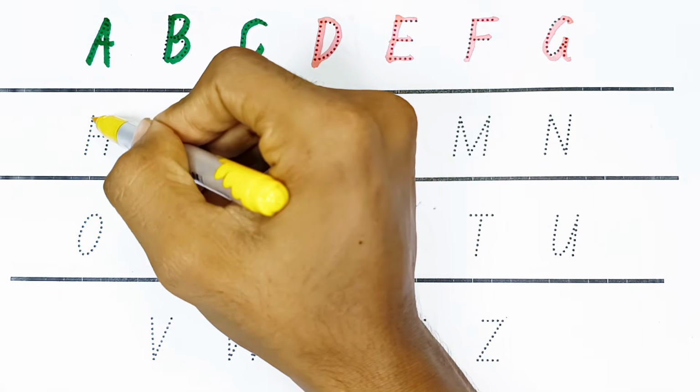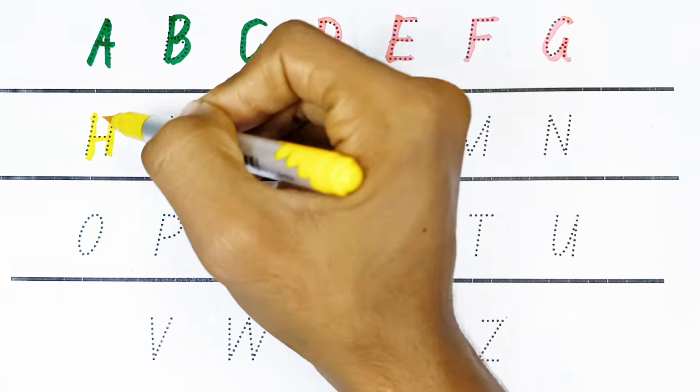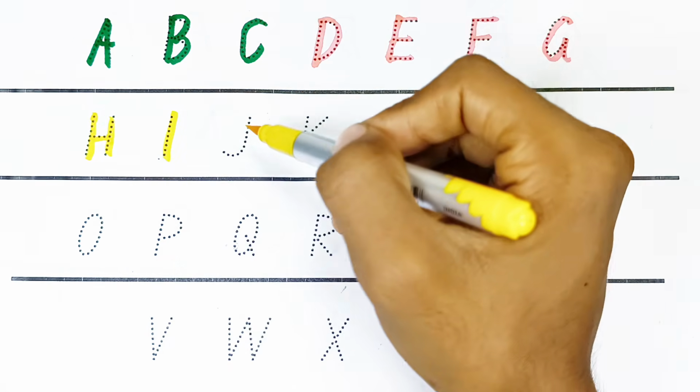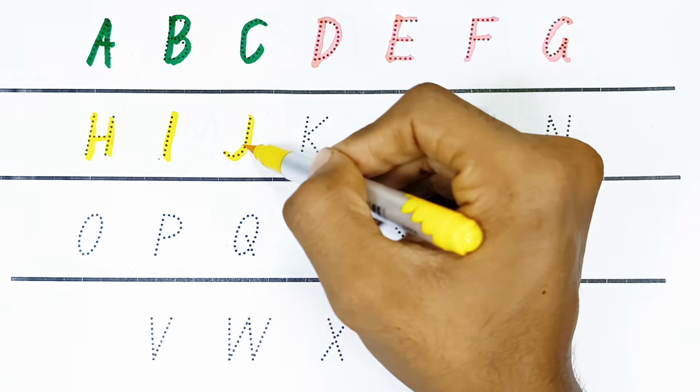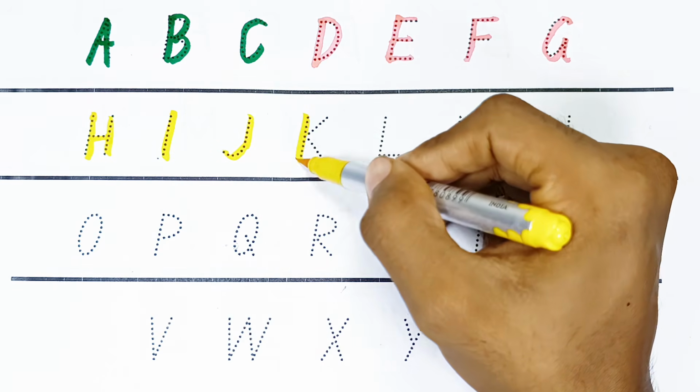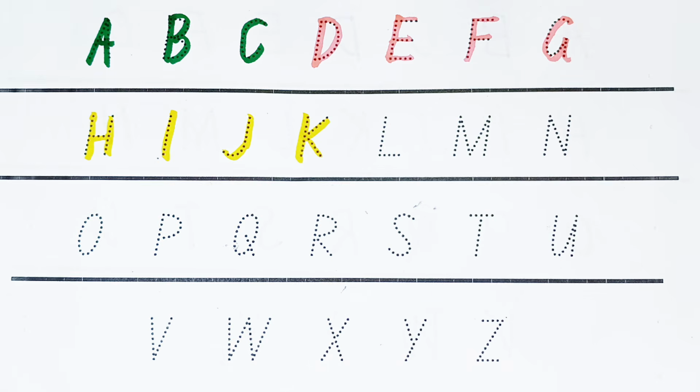The alphabets of H. H for helicopter. I for ice cream. J for joker. K for king. Now you draw L.